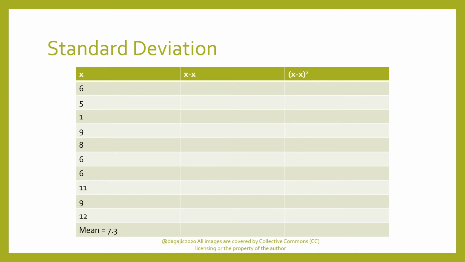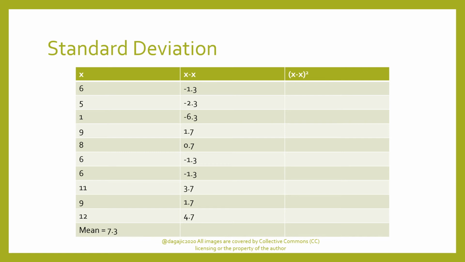The next thing we have to do is take away the mean from the score. So 6 minus 7.3 is minus 1.3, 5 minus 7.3 is minus 2.3, and so on. Now you can see that you've ended up with some negative answers and some positive answers. Now that's quite difficult to work with.